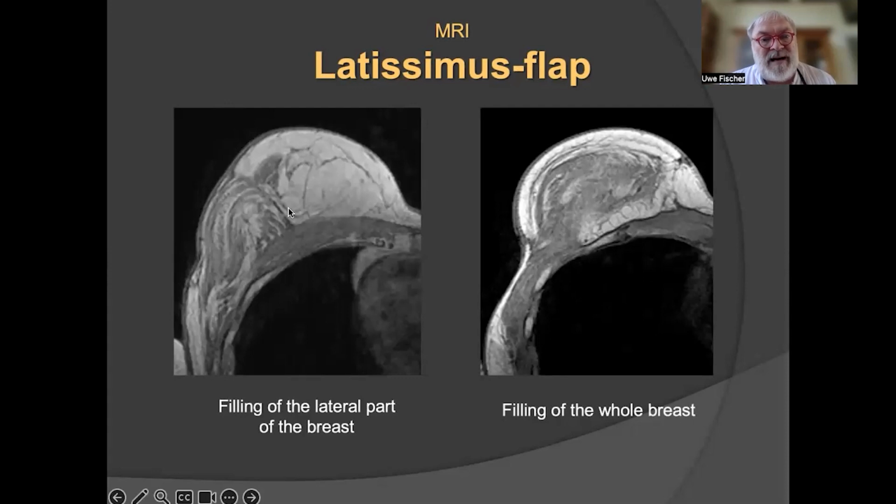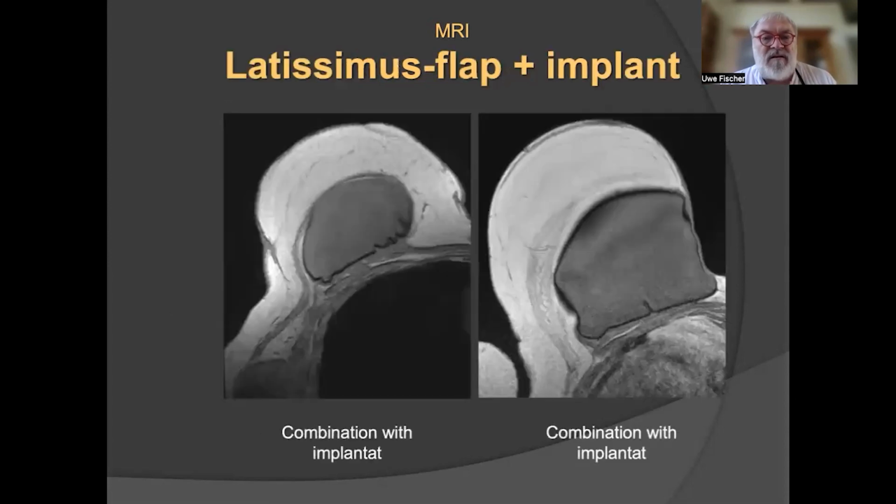filling of the lateral parts of the breast with this latissimus flap. This is a very fresh new flap, so you can see the muscles that are very intermediate type of signal. We have other filling situation when the whole breast is filled with this latissimus flap from dorsal. And there are also combinations of latissimus flaps with an implant, so it's a combination of both.